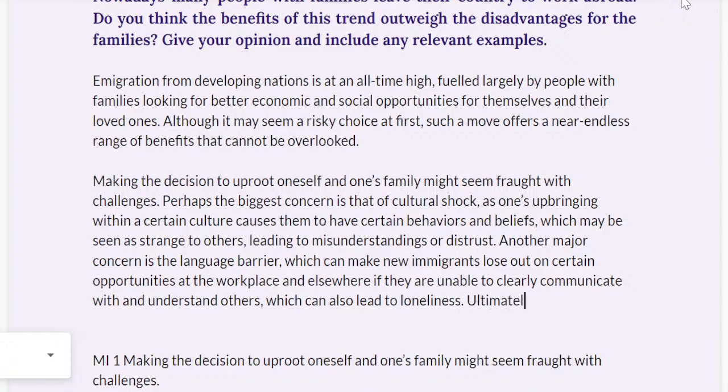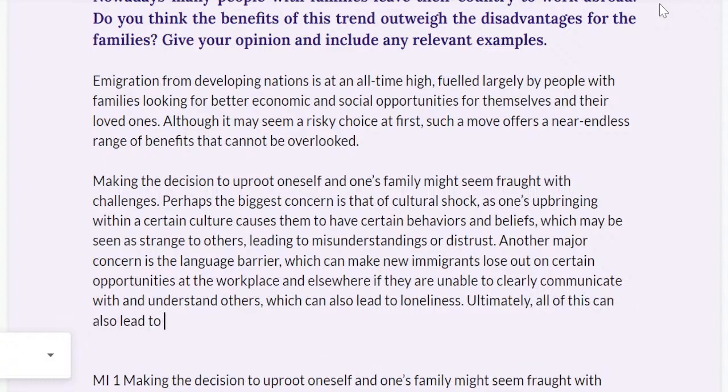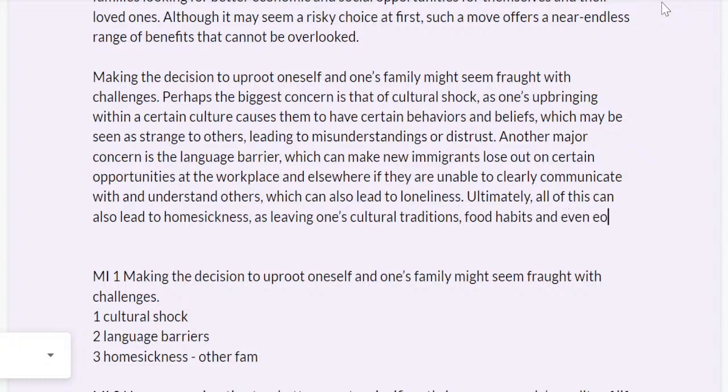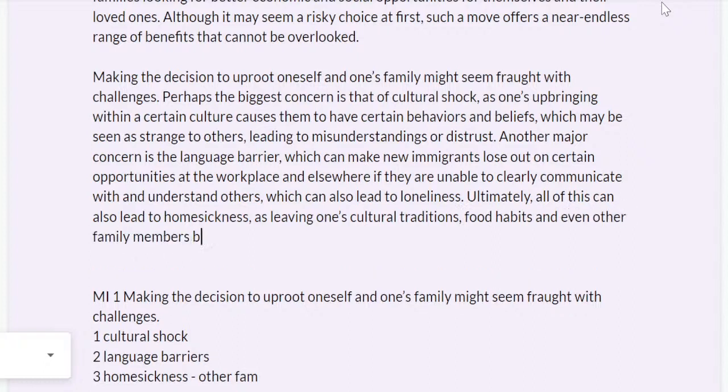Ultimately, all of this can also lead to homesickness, as leaving one's cultural traditions, food habits, and even other family members can make one feel depressed. Obviously you can always go back for holidays and stuff, which is why I think it's not that big of a deal.